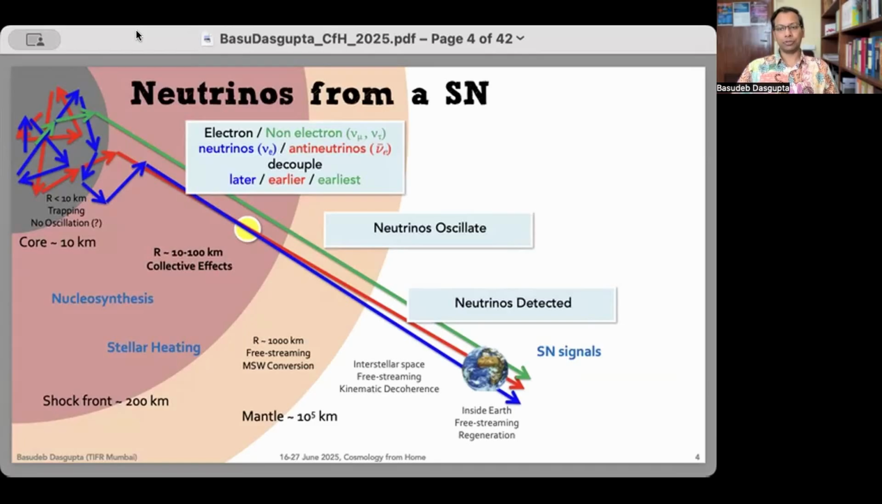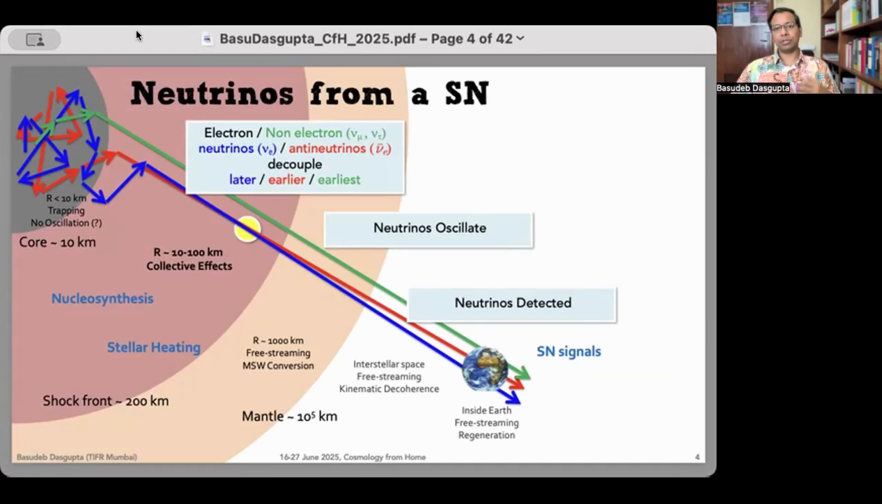The green line shows the non-electron flavors that decouple the earliest. And then in red are the electron antineutrinos, which decouple afterwards further out from the center of the star. And the blue shows the electron neutrinos, which decouple the last. And they have therefore the smallest average energies. The nu mus and the nu mu bars and so on have the highest average energies. And the electron antineutrinos, shown in red here, have average energies somewhere in the middle.